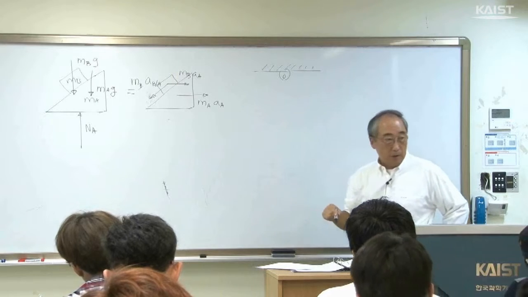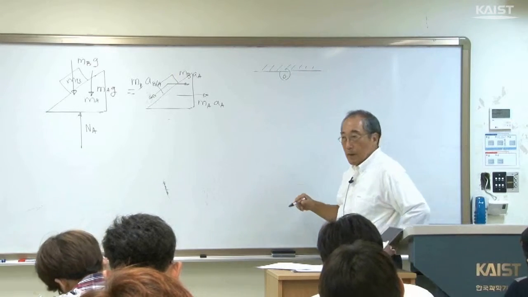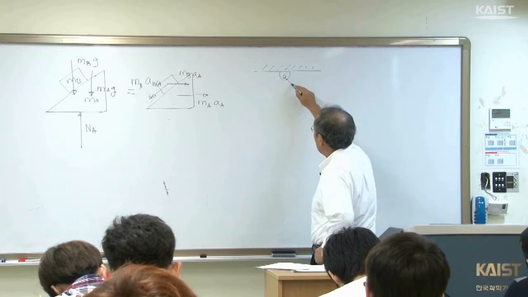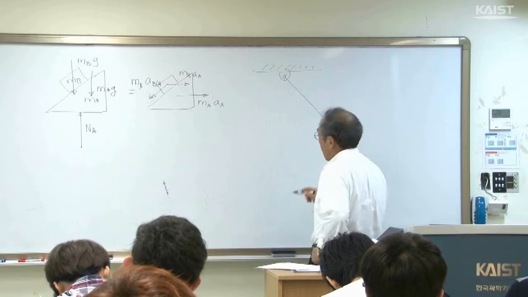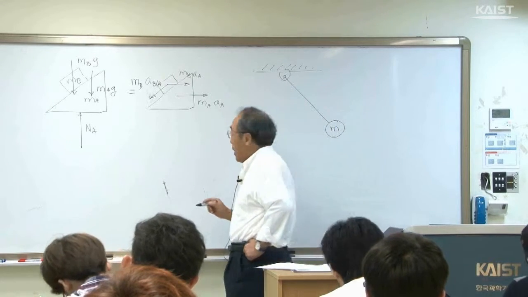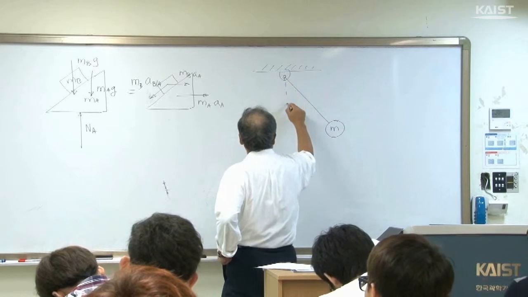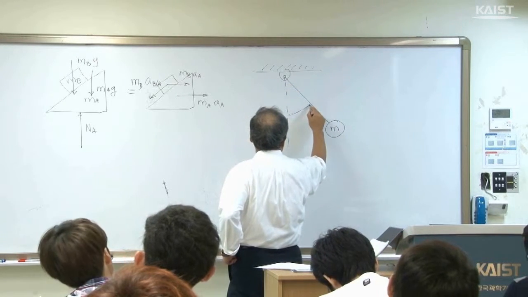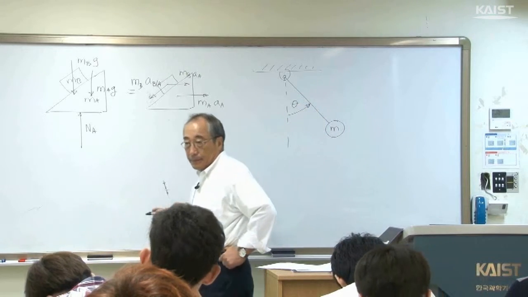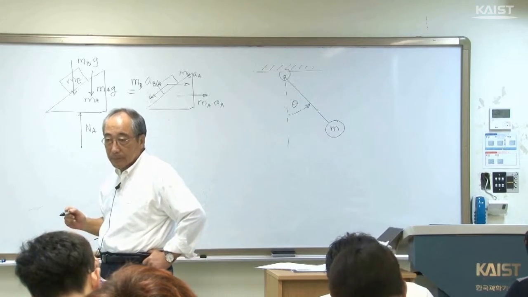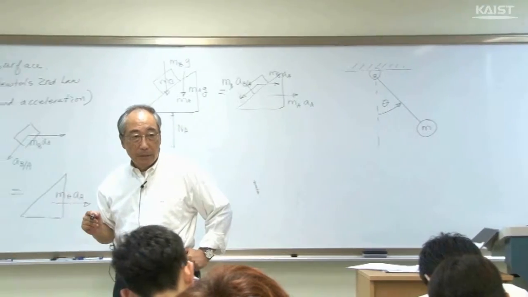Frictionless pivot. I have a taut string and I have a mass over here. And I am measuring the angle from here, that is theta.